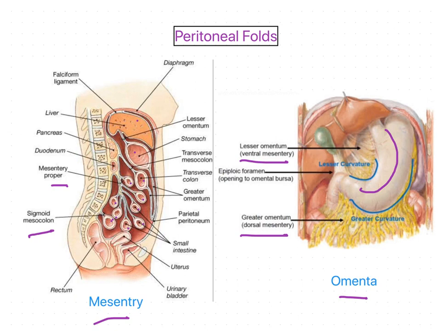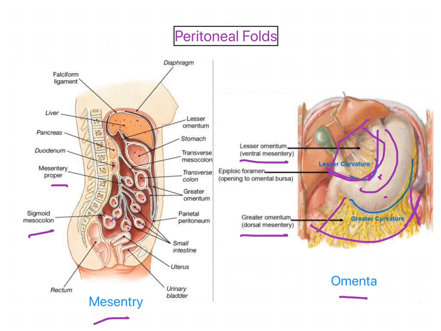The lesser omentum is formed between the stomach and the liver. This is the lesser omentum which is formed between these two organs, and the greater omentum is formed between the stomach and the transverse colon. Here the transverse colon is present. This is the greater omentum. Another kind of omentum is also seen, the gastrosplenic omentum, which is seen between the stomach and the spleen. So omentum refers to the large peritoneal folds.